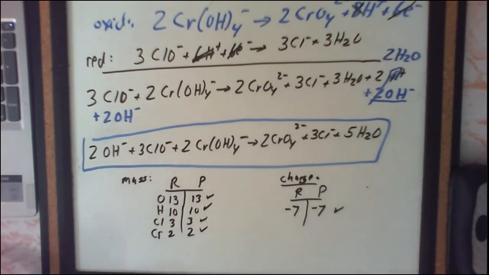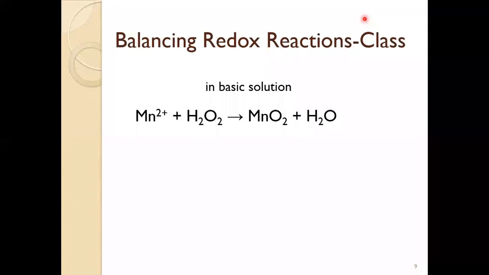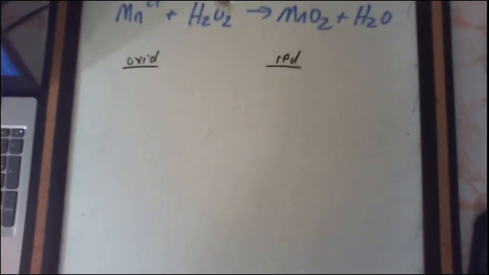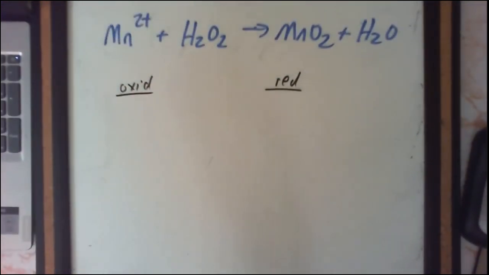And finally, we'll do one more example of illustrating how to balance these reactions in a basic solution. All right, so once again, this would be a class example. So I encourage you to take some time, pause the video, and try to balance this reaction by yourself in basic solution. So follow those same 9 steps that we did for the previous example. So this is our reaction. We want to first identify what is being oxidized, what is being reduced.